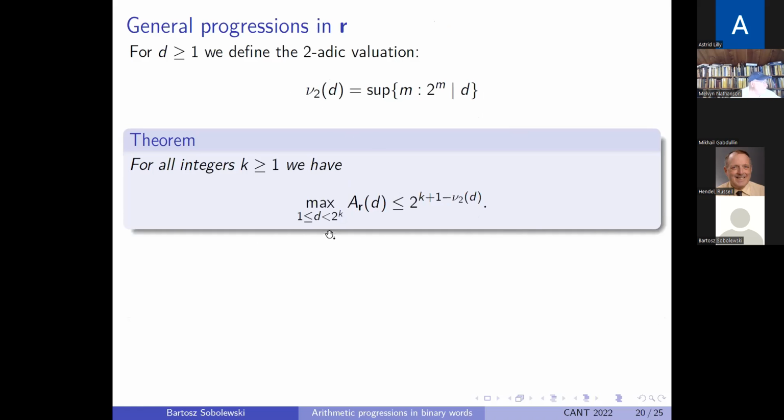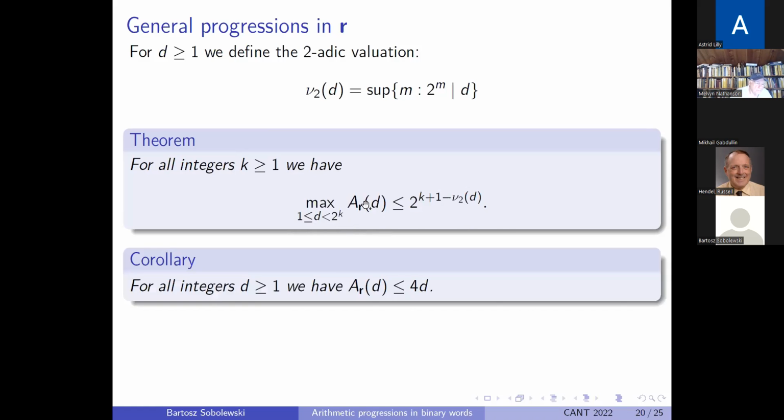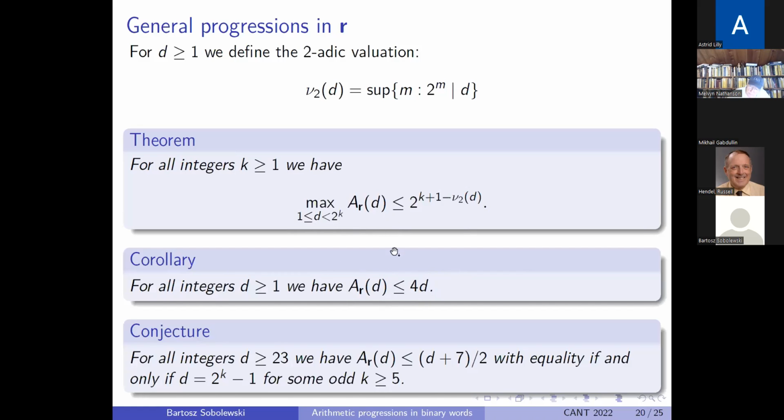So we can bound from above the maximal length of a progression of difference at most 2 to the power k by such a quantity. So in particular, we have a corollary that there is a linear bound. AR of d is at most 4d. In fact, I believe that this bound is rather weak.